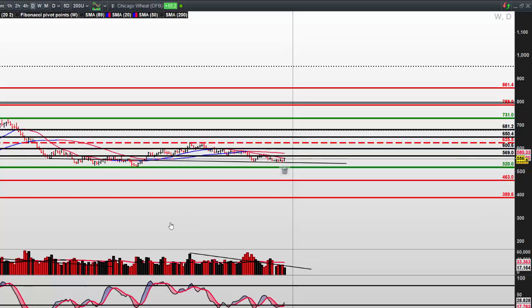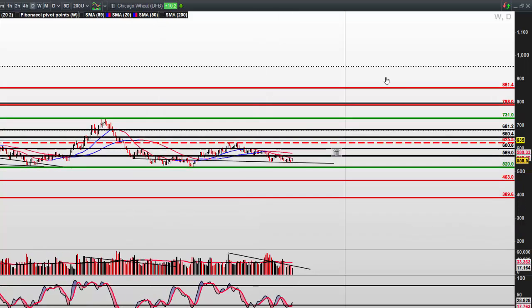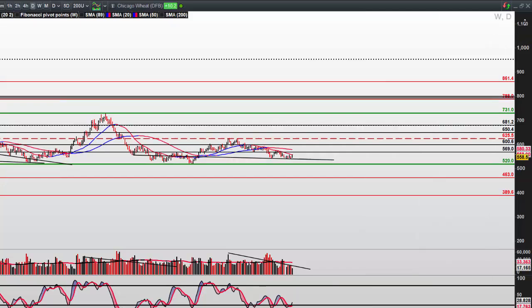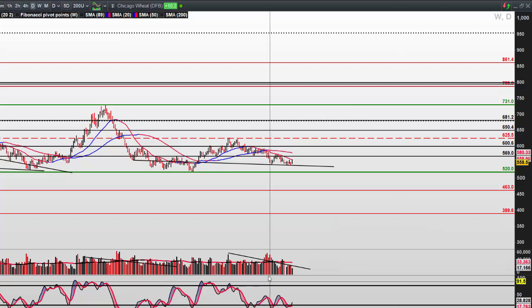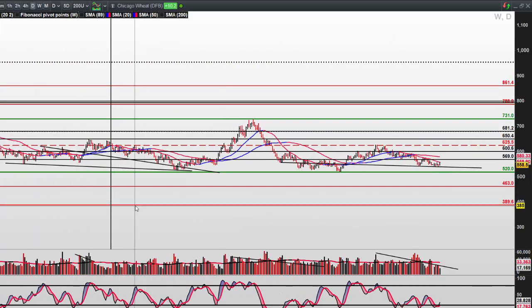Alright, so that's the reason why I like the wheat at this stage. If we see a follow through in increase in volume, let me show you an example. Yeah, we saw an increase in volume here.